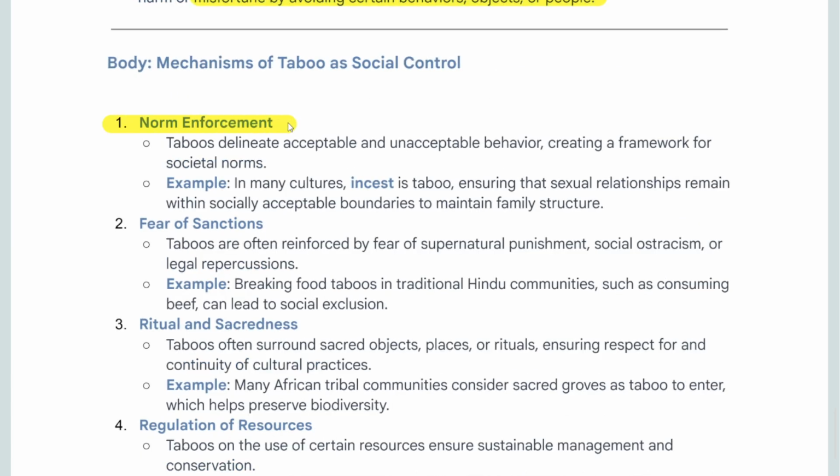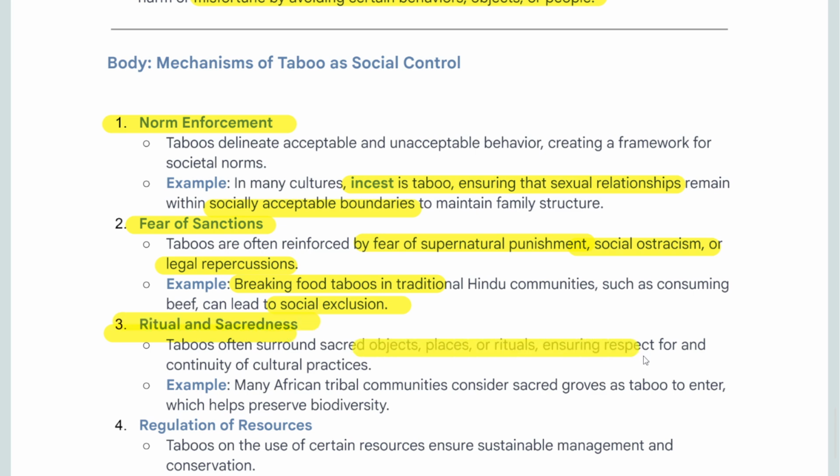First, norm enforcement. Taboos define the norms. The classic example: incest is taboo almost everywhere. Prevents genetic issues, sure, but critically, maintains family structure, prevents chaos. Second, the fear of sanctions. Taboos work because people fear the consequences. Supernatural punishment, being shunned by the community, maybe even legal trouble. Break a food taboo, like eating beef for traditional Hindus, you could face serious social exclusion. Powerful deterrent. Very.